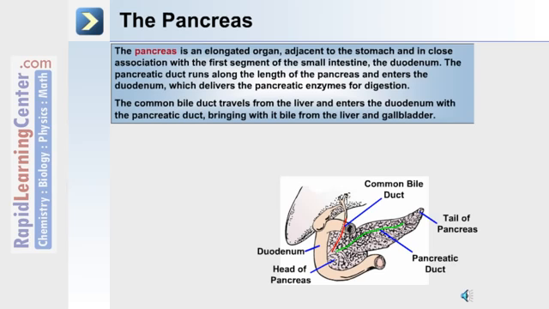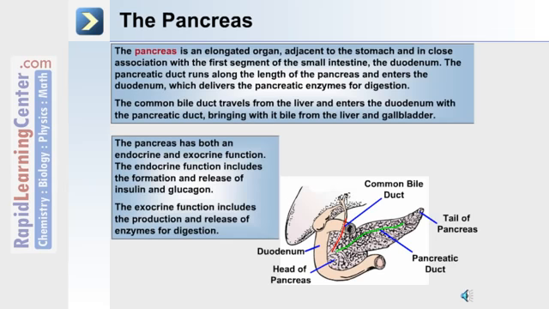The pancreatic duct runs along the length of the pancreas and enters the first part of the small intestine, the duodenum. The common bile duct travels from the liver and enters the duodenum with the pancreatic duct, bringing bile from the gallbladder and liver. The pancreas has both an endocrine and exocrine function. Its endocrine function includes the formation and release of insulin and glucagon for the regulation of blood glucose levels. Its exocrine function, which is associated with the digestive system, is the production and release of enzymes for digestion.